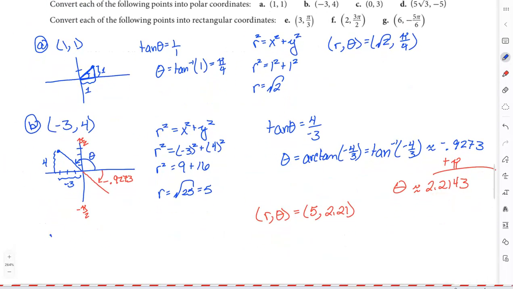C is going to be similar. We're looking at the point (0, 3), so we're going over 0 and up 3. And we can see what this theta value is going to be. That's going to be pi/2, because from the positive x-axis, we moved up to the positive y-axis, and we moved 90 degrees.